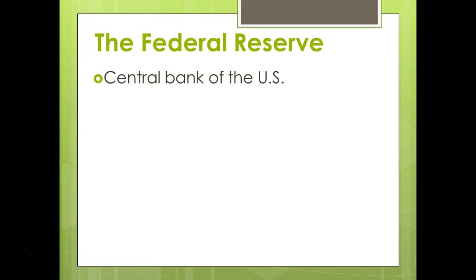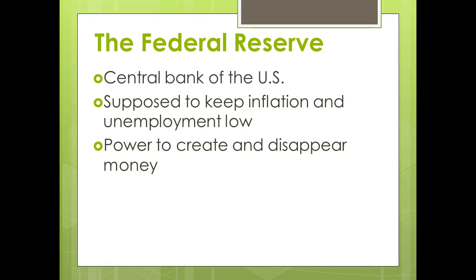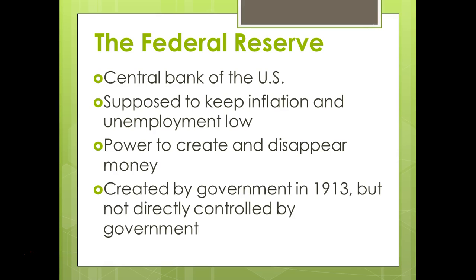The Federal Reserve is the central bank of the United States, and its job is to keep inflation and unemployment low, and it has the power to create and disappear money in order to do that. It was created by the government in 1913, but it's not directly controlled by the government. It actually operates independently, but it is overseen by the government.